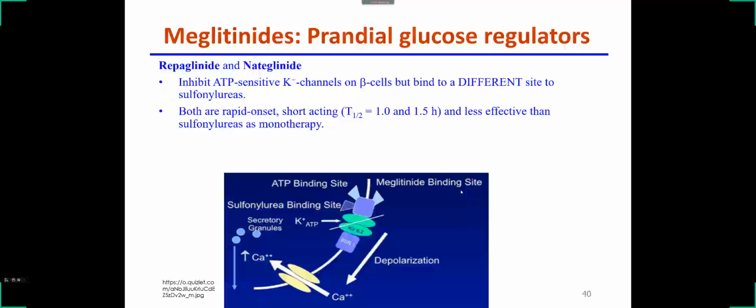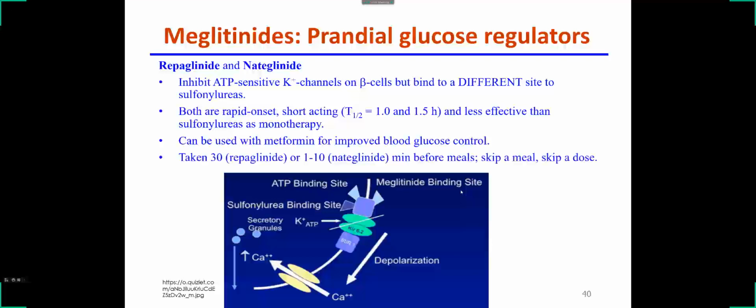Again, the idea is to inhibit that channel so that you artificially depolarize the membrane and drive calcium intake. Again, these are drugs that can be used in combination with metformin for improved blood glucose control. So they are fast-acting, small changes, but enough to be effective in modulating glucose levels.